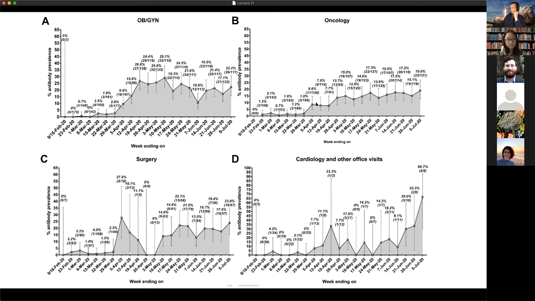It seems like the question is, oncology had the highest peak. No, it seems like there's oncology, it's panel B. If there's the highest peak, it looks like an OBGYN, right? It's almost up to 30%. Oncology is sort of the same as cardiology towards the end. Yeah, but this is such a small sample. There's basically no, so just 4 out of 6.